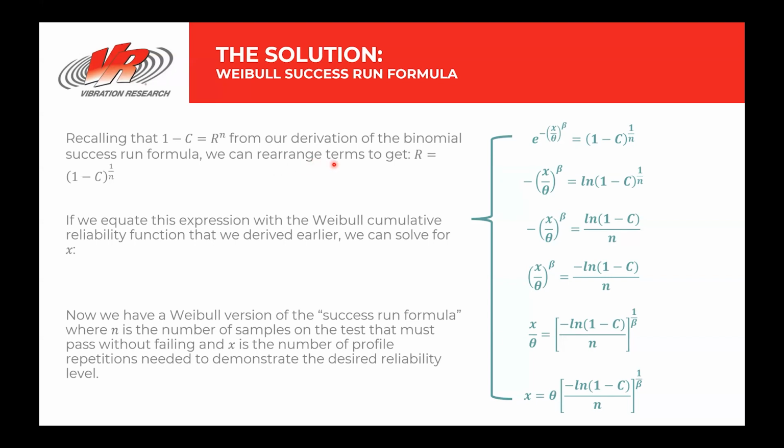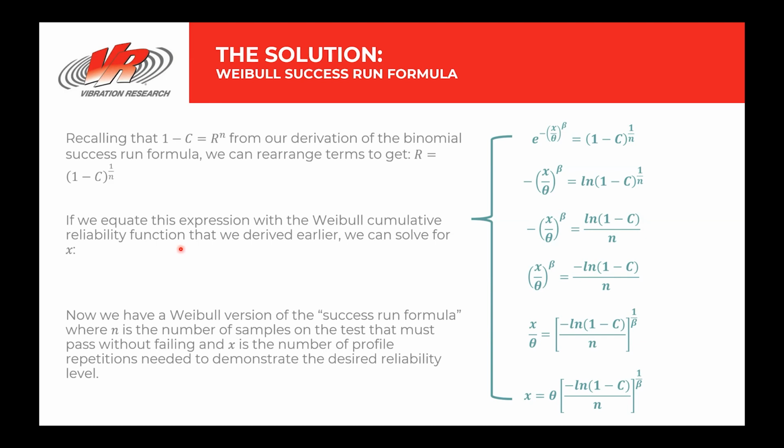And we can rearrange these terms, not to solve for n, but to solve for r, which gives us 1 minus c raised to the 1 over n power. N is the number of samples we're going to put on the test. If we equate this reliability expression with the Weibull cumulative reliability function that we derived earlier, we can solve for x.